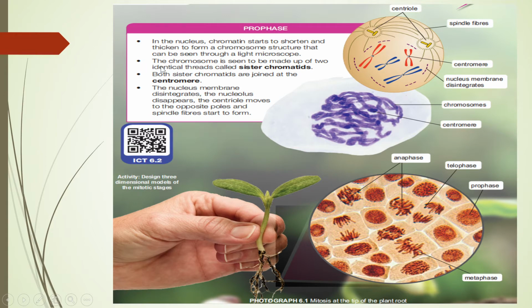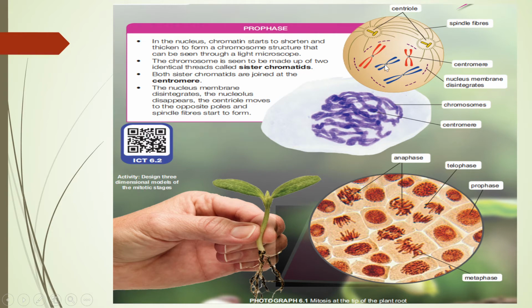So the second point is that the chromosome is now able to be seen as two identical threads called the sister chromatids. Okay, so this is what we mean by sister chromatids. Initially when we draw a chromosome, we just draw one like this, right? But now it has duplicated, replicated, so it's like a butterfly shape over here. The right side and the left side are sister to one another. Both sister chromatids are joined at the centromere.